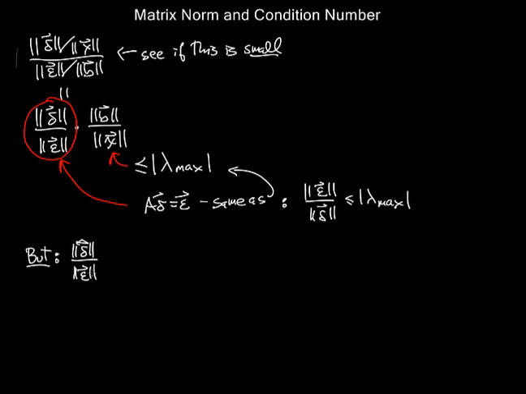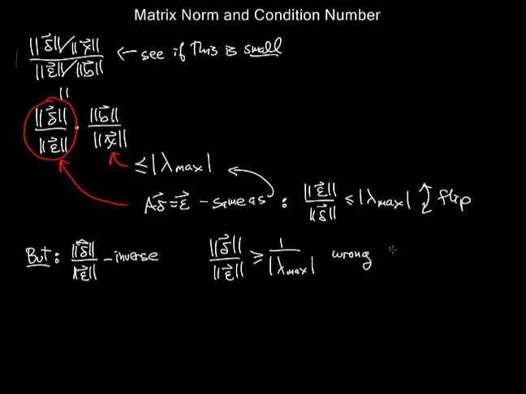So I need to turn this thing upside down, and what happens is, when I take the inverse and flip this term, the inequality turns around, so I get the absolute value of delta over the absolute value of epsilon is greater than or equal to something. And that's not what I want. I'm trying to make sure this thing up here is small, so this is not useful. But the point is that you should just be using the smallest eigenvalue.